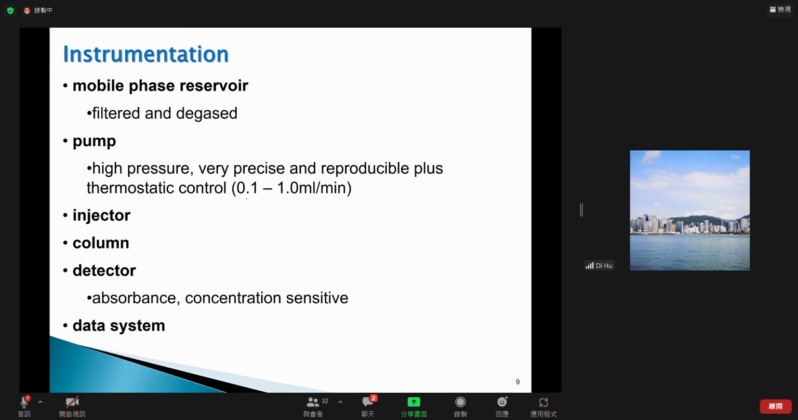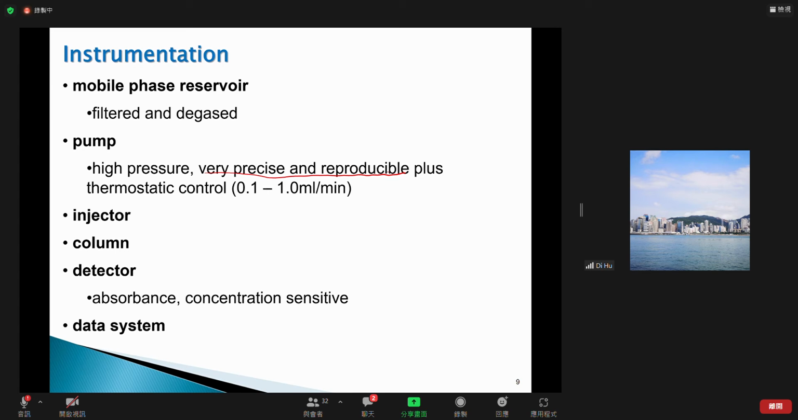It is a high pressure pump because, again, it's a packed column. The diameter of the packed particles is about 5 to 10 micrometers. That's why you have the high pressure pump, but it has special requirements, a stricter requirement. It should be very precise and reproducible, and it should also be thermostatically controlled, and maintain flow at 0.1 to 1 milliliter per minute. So why should it be very precise and reproducible? Why do we particularly point this out? Let's leave it as a question.